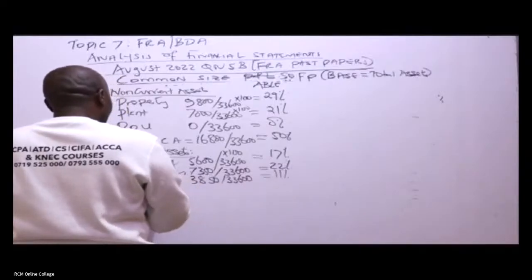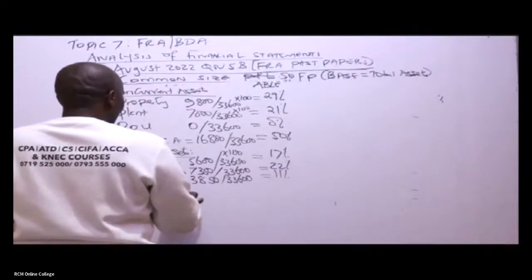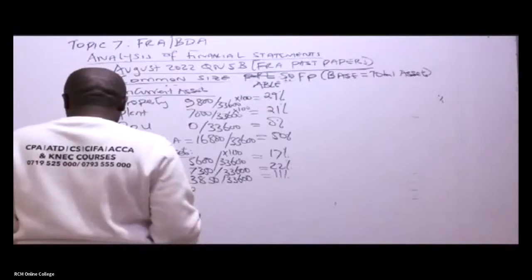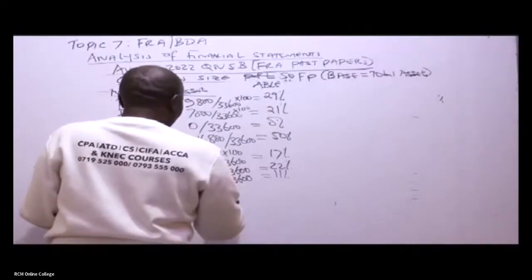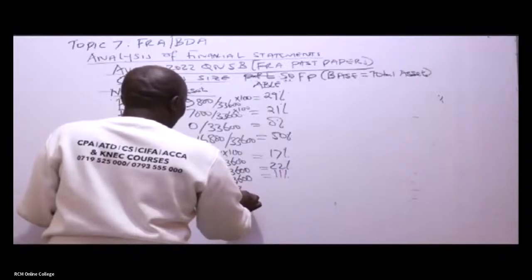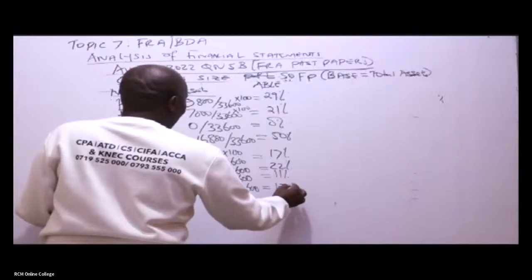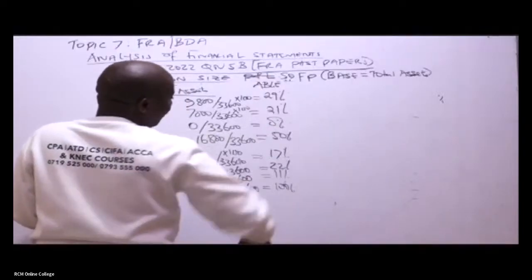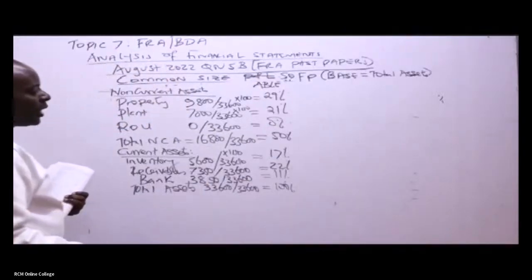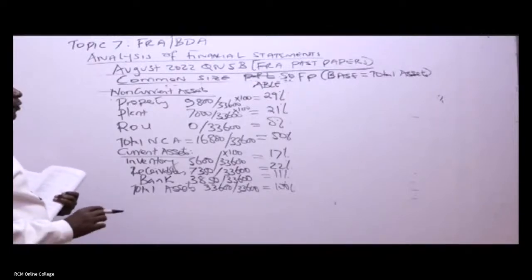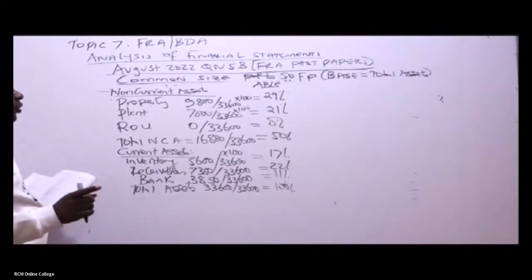No. They've just given me total assets. You do it for everything given. Total assets, I can see 33,600. So I divide this by 33,600. Then I'll be able to get 100%, which basically will be a sum of everything there. Yeah, 100%. Now from there, we look at the financing section.